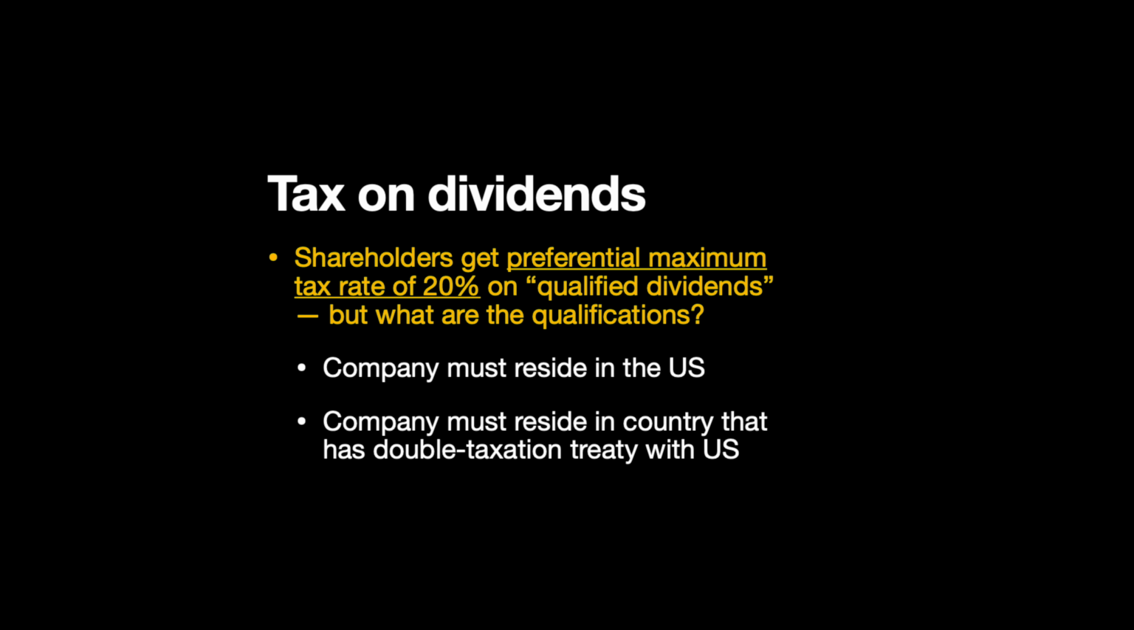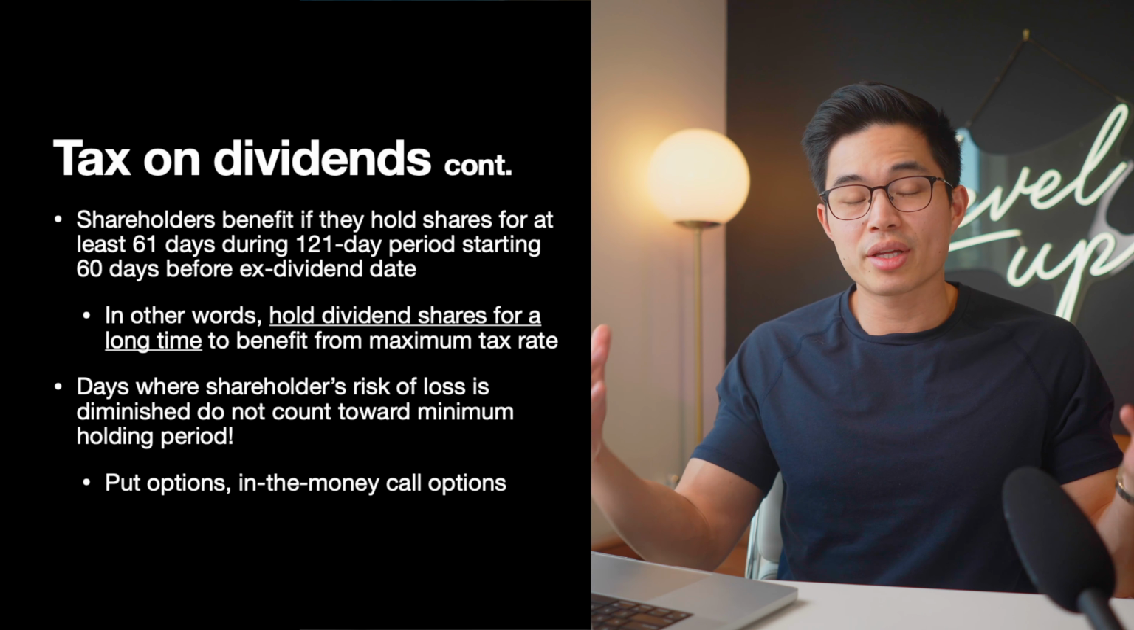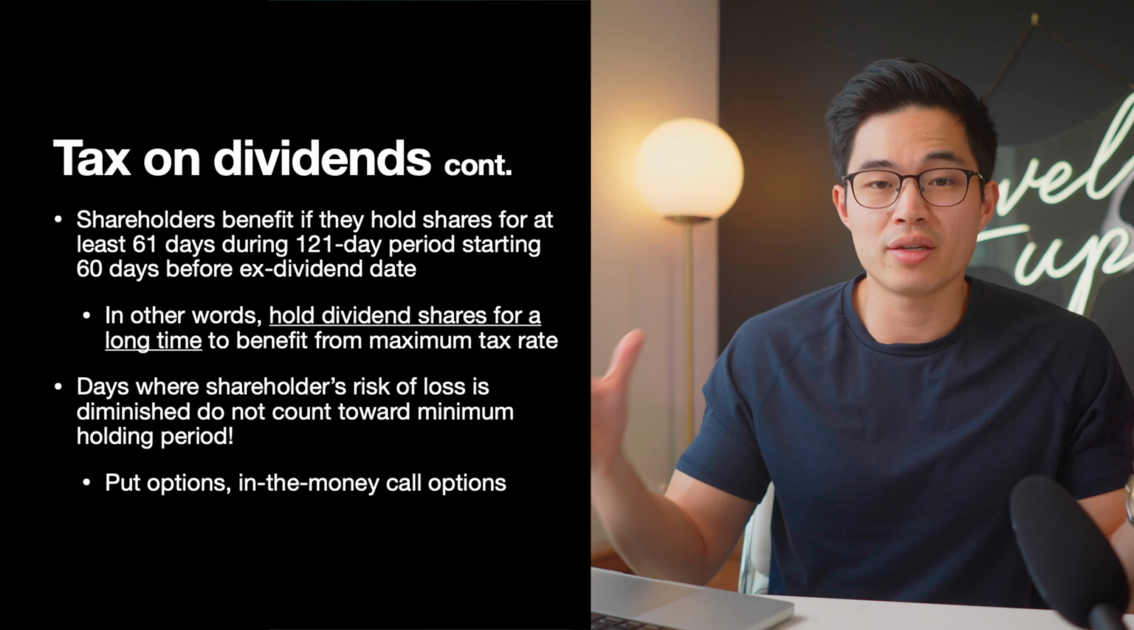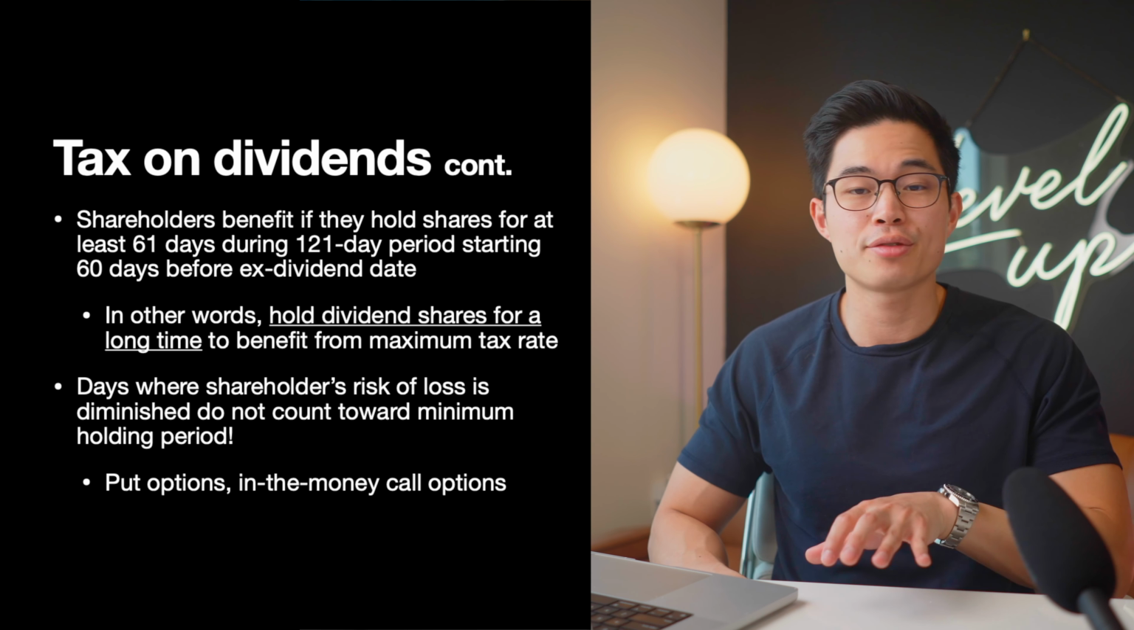And in order to qualify, one, the company must reside in the US, or two, the company must reside in a country that has a double taxation treaty with the United States. Shareholders are going to benefit if they hold shares for at least 61 days during a 121-day period starting 60 days before the ex-dividend date. So in other words, there are advantages for holding dividend stocks longer than normal, because you will be able to benefit from the maximum tax rate of 20%.